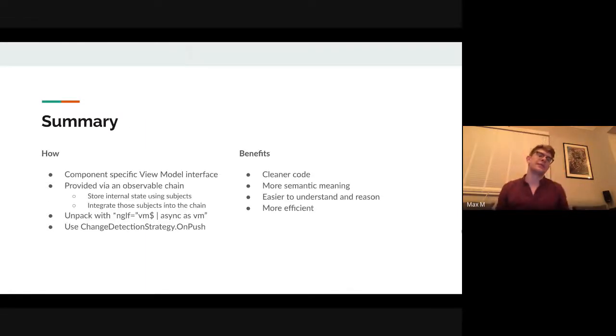So, to summarize, a viewModel is a component-specific interface that contains all the data to render the view. You provide it to the template using an observable chain. You can store internal state using subjects, and then feed those subjects or observables into the observable chain. You then unpack the viewModel observable and store it as a variable inside the template, and use the async pipe. And then you use OnPush change detection, and voila, that's all you have to do.